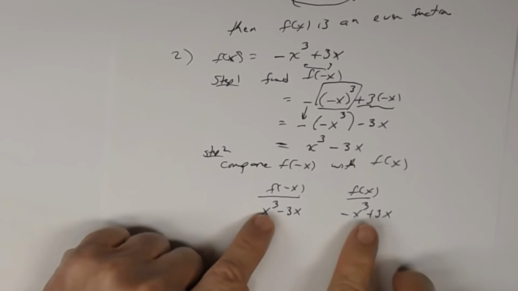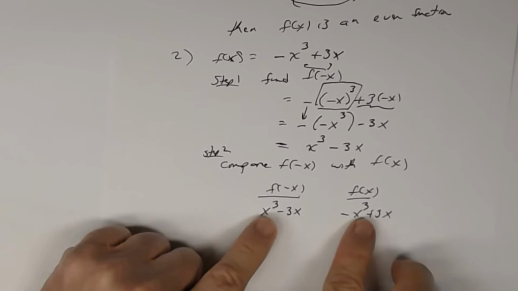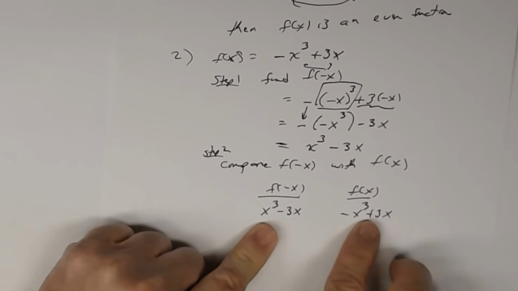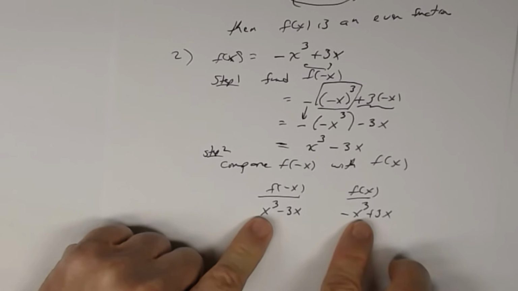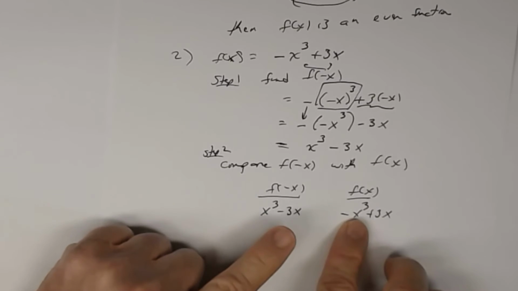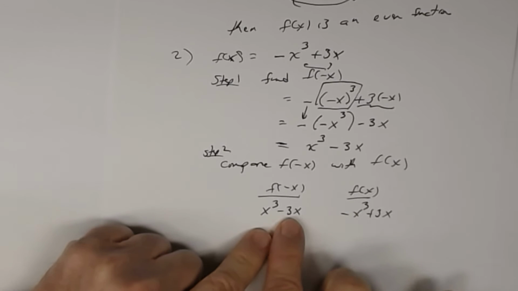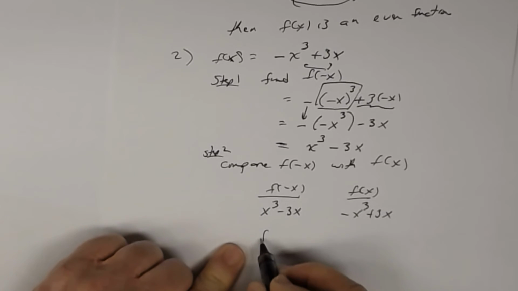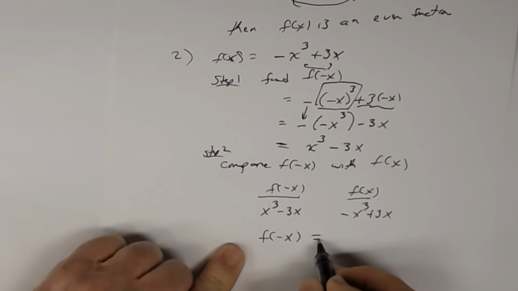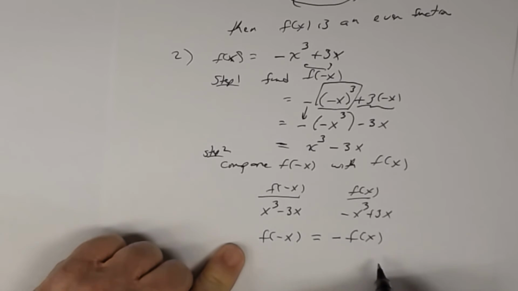What do you notice about these two functions right here? Are they the same? No, they're not the same. You can see they're not the same. That's x cubed, that's negative x cubed. That's negative 3x, that's positive 3x. But you notice they're opposites, right? So this right here, f of negative x, is the opposite of f of x.